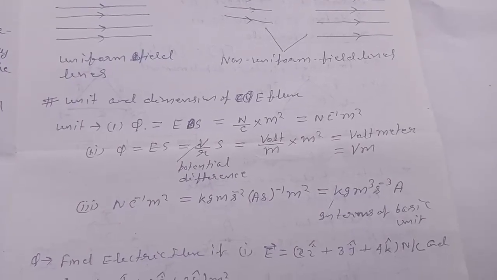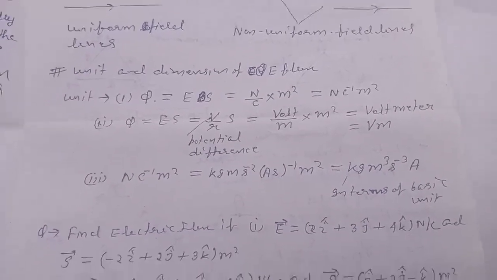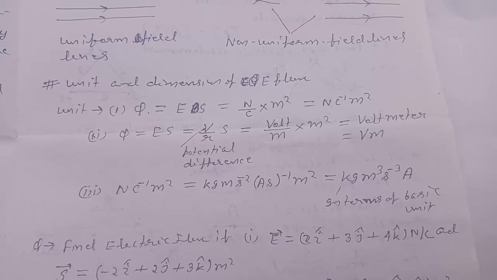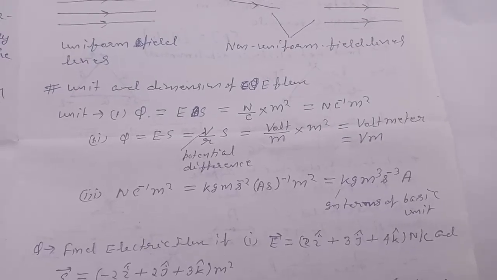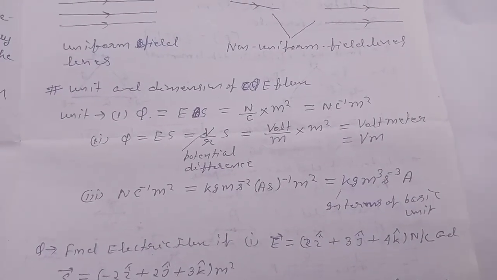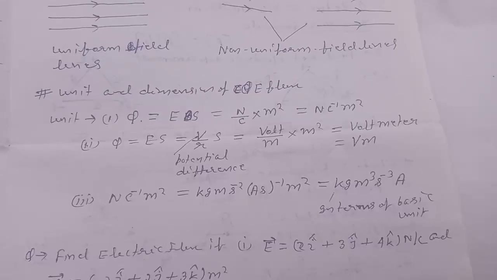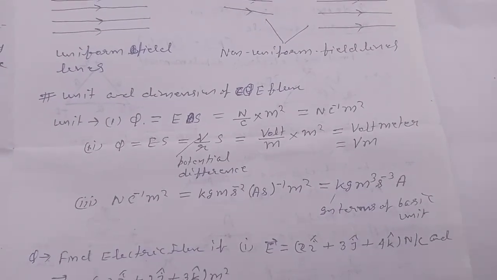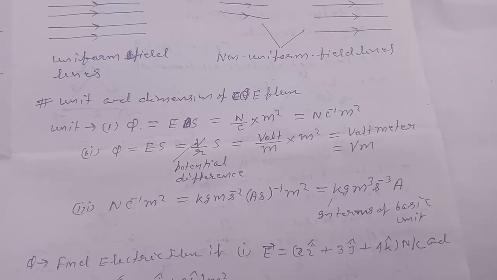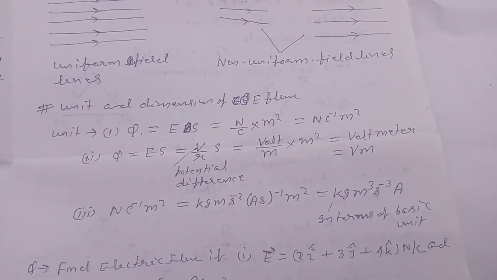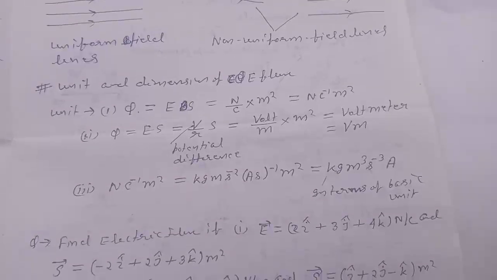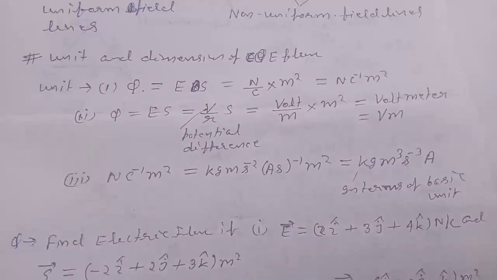Voltmeter or volt meter. Newton per coulomb per meter square, kg meter per second square, ampere second to the power minus 1 meter square, kilogram per meter, kilogram meter cube per second cube into A in terms of basic unit.